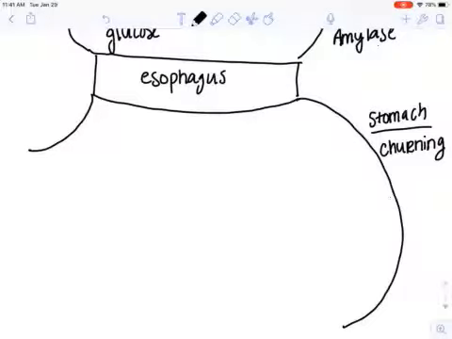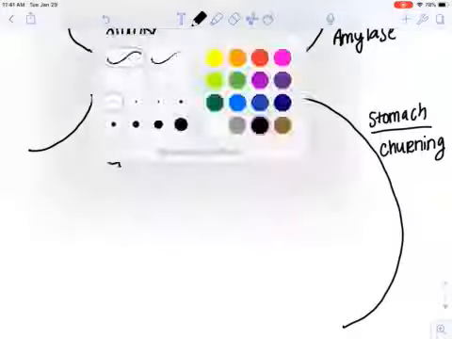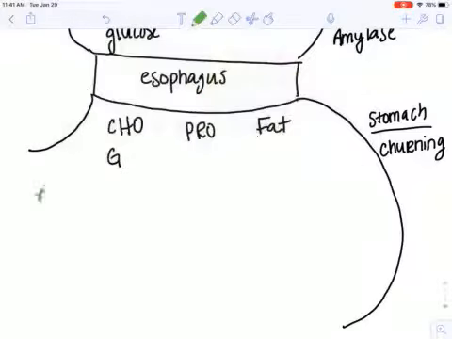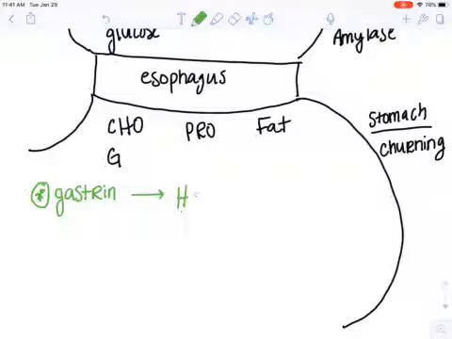So what happens now is we're going to have carbohydrates, we're going to have some glucose, so I'm going to abbreviate with a G, we have protein, and we have fat coming in. As soon as this actually occurs, we are going to be releasing our first hormone, which is gastrin. So gastrin is going to do two things. So it's going to basically release stomach acid and pepsinogen.